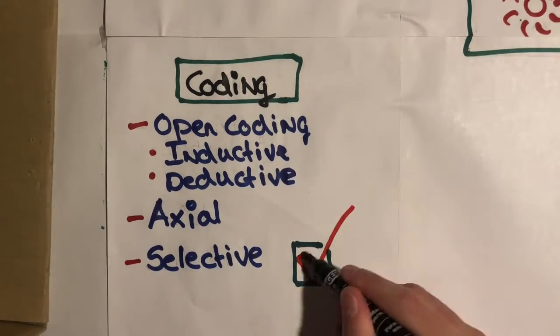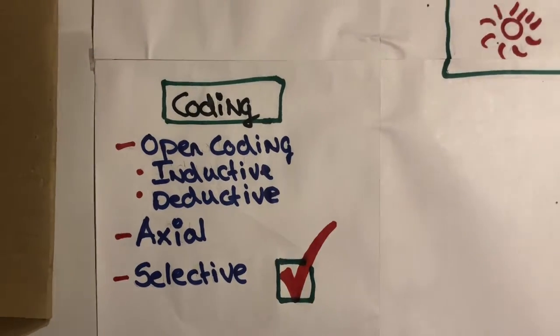Selective coding. Selective coding is a process of choosing a core category in the data and relating all other topics to that category.